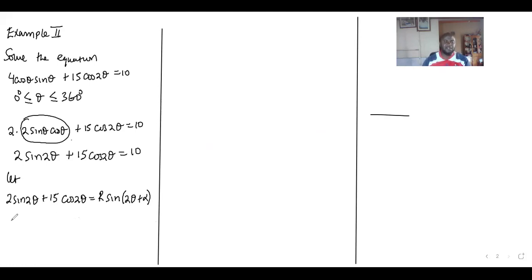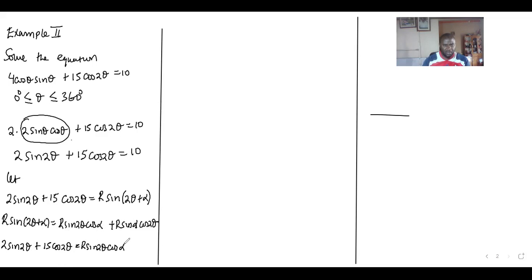When you expand R sine of 2 theta plus alpha, you get R sine 2 theta cos alpha plus R sine alpha cos of 2 theta. Therefore, I can equate twice sine of 2 theta plus 15 cos of 2 theta is equal to R sine 2 theta cos alpha plus R sine of alpha cos of 2 theta. Then we go for coefficients. Let me ask my friends here to give me the coefficients.